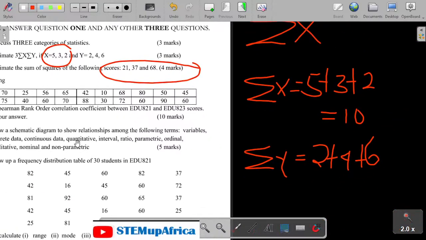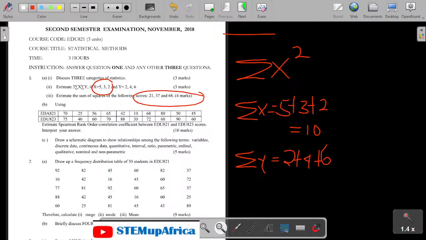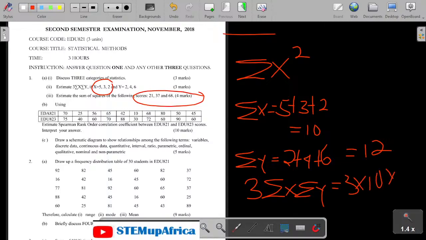So if you sum here, this one will give you 12. The question says you should find 3 summation x summation y. Simply 3 times 10 times 12. That will give us 360. Simple as that, 360. So that's for that.